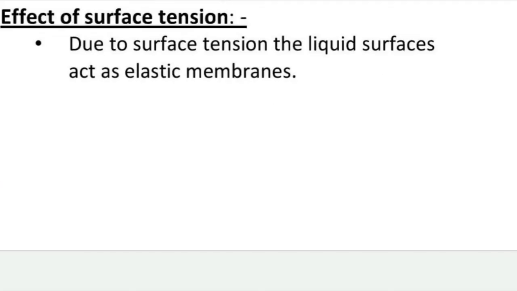When we speak about the effect of surface tension, due to surface tension the liquid surfaces act as stretched elastic membranes, and the liquid surface has a tendency to reduce its surface area. We can see many examples of these two effects. When we immerse a brush into water, the bristles of the brush are far apart. They do not cling together when the bristles are inside water. But when we take the bristles outside water, they cling to each other.